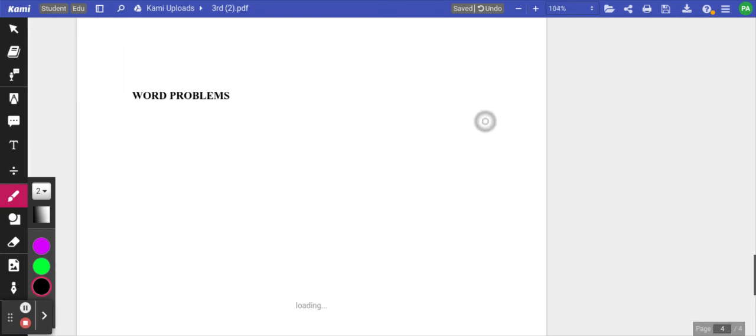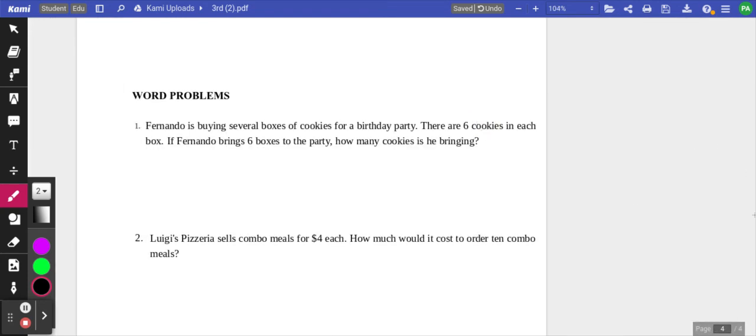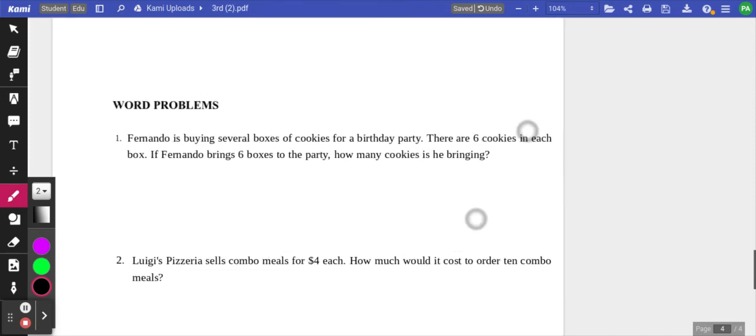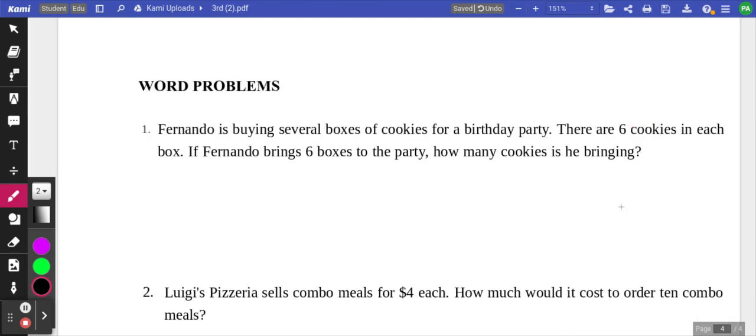And lastly, we will be doing some word problems. These word problems will involve multiplication, lots of multiplication. So let's try number 1. Fernando is buying several boxes of cookies for his birthday party. There are 6 cookies in each box. If Fernando brings 6 boxes to the party, how many cookies is he bringing? So let's underline the important factors. 6 cookies in each box. And how many boxes is he bringing? 6 boxes. And the essential question is, how many cookies is he bringing?